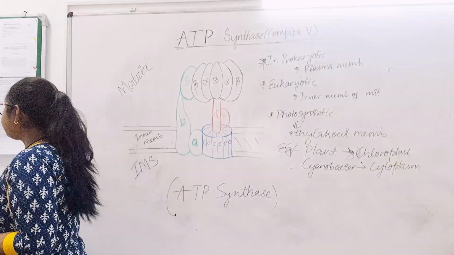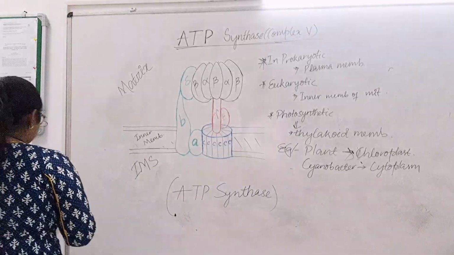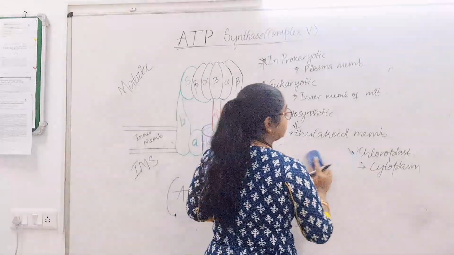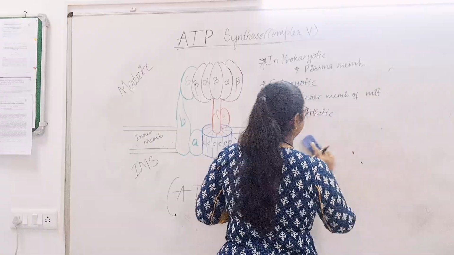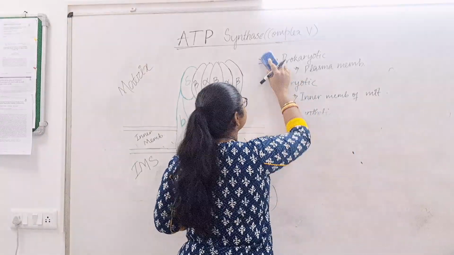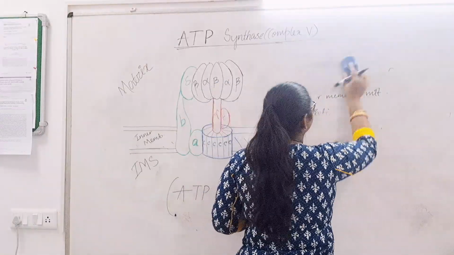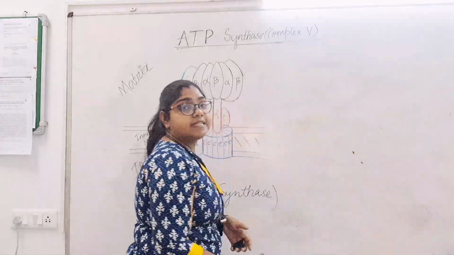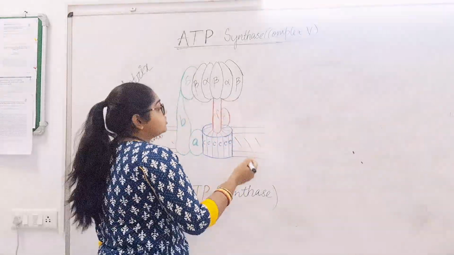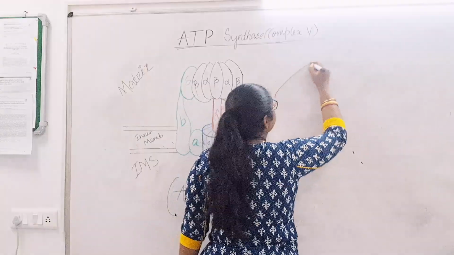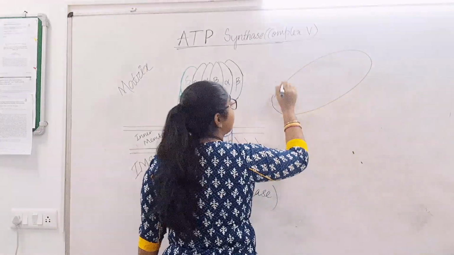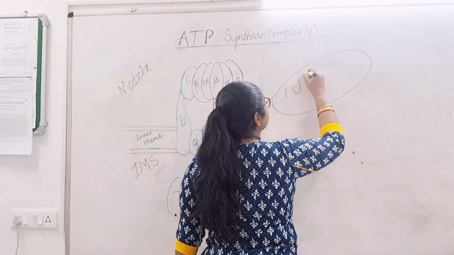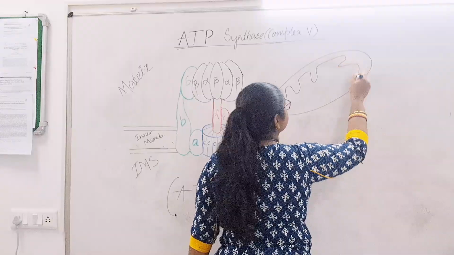Now, if we look at the mitochondria, let's discuss the structure of ATP synthase. So in general, it looks like this in mitochondria. This is the outer membrane. This is the inner membrane.